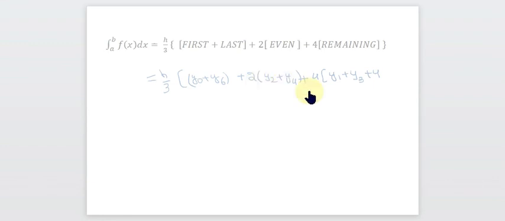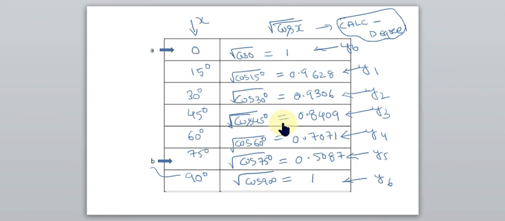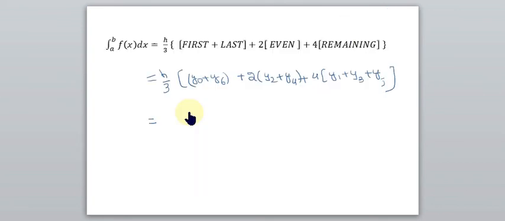Now substitute the values, that is y1, y3, whatever values we have in the previous table. Substitute all the values and simplify component-wise. Your approximate value is going to be 1.1873. After substituting and simplification, it comes as 1.1873.